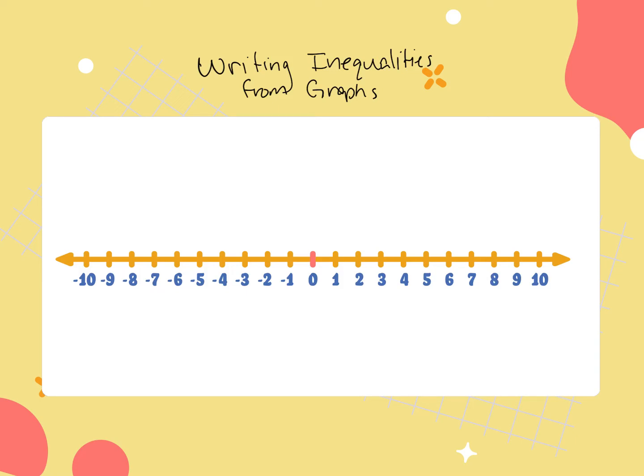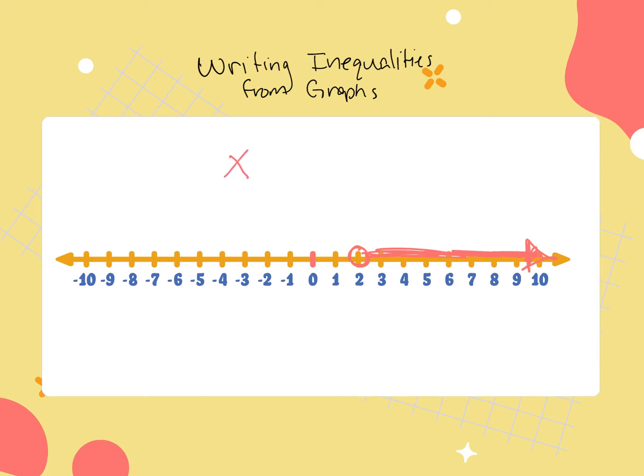Let's do some extra examples of writing inequalities from graphs. So let's start with a graph. Let's say I have an open circle at 2 and it's shaded to the right. So if we have this graph, we know I need an inequality, so I'm going to have a greater than or less than sign, and I'm going to have a variable.